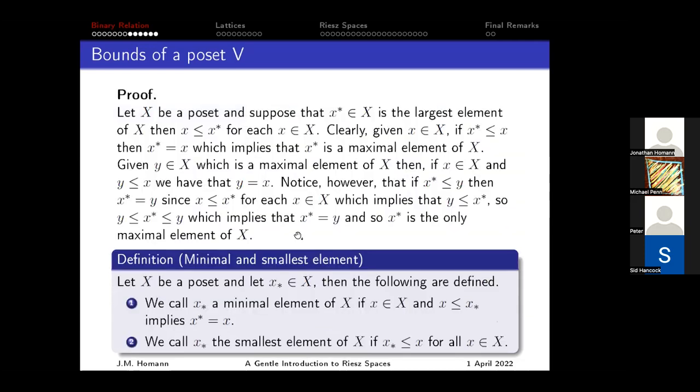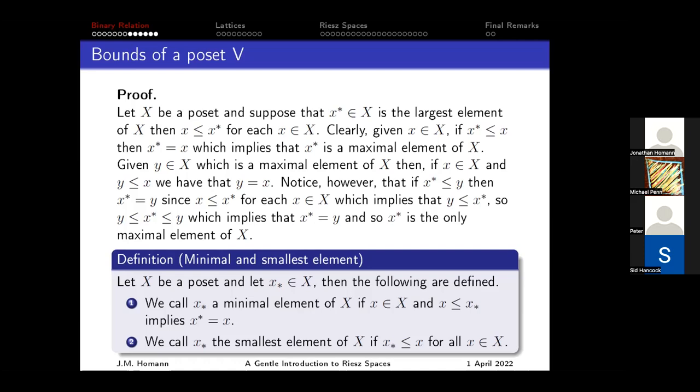So let's prove this by supposing that X is a poset and x star in the poset is the largest element. Then by definition, every little x in X is dominated by x star. And so if we take any little x in X, and if x star is dominated by x, then it is clear that x star is equal to x by the antisymmetry of the partial ordering. And so this shows that the only maximal element of X is the largest element of X.